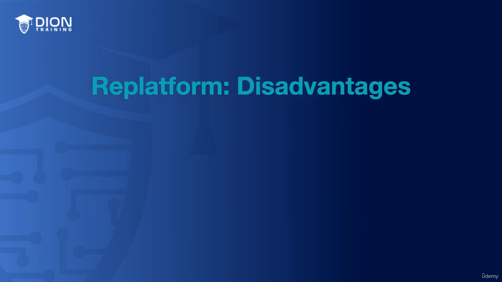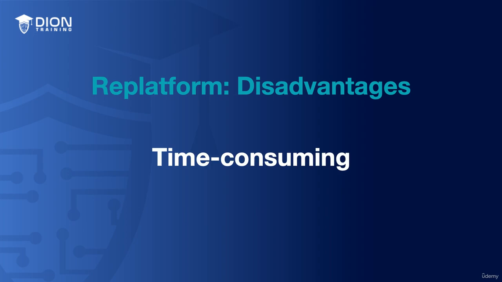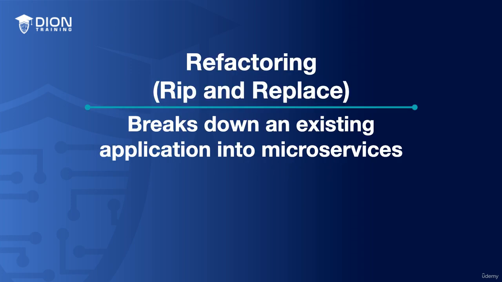Unfortunately, there are some downsides to using replatforming. Replatforming can be time-consuming and require significant expertise to execute successfully. Replatforming also can be a high-cost option for organizations because it requires significant modifications to the application's code and architecture. Third, we have refactoring. Refactoring is also known as rip and replace.